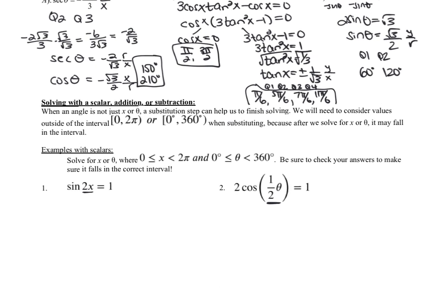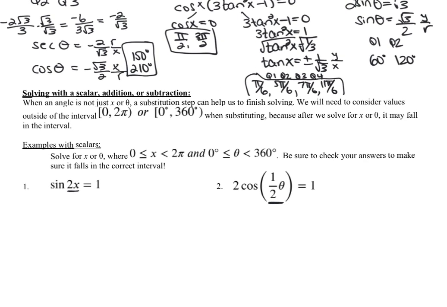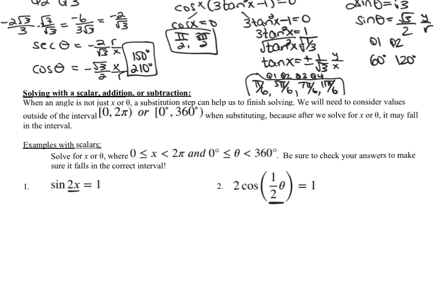So what I just want to point out is what it says for the directions, and then we'll pick up this afternoon. When an angle is not just x or theta, a substitution step can help us to finish solving. So we're going to use what's called a let statement, which you might be familiar with from Algebra 2 with factoring. And then it says we may need to, or will need to actually, consider values outside of the interval when substituting. Because when we're solving for our answers and then we either multiply or divide or add or subtract, it might push our answers past where we need to go. And so we are going to make sure that we are looking at additional revolutions.